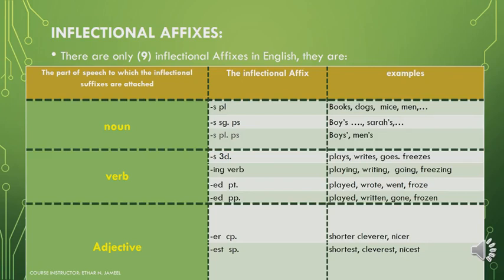Write, wrote. Go, went. Freeze, froze. So wrote has ed because it is in the past tense. It has ed, but this ed is in the form of an infix, not a suffix. Still, it has ed past. If I want you to mention the number of the morphemes in wrote, you have to say that it consists of two morphemes, write and ed past. But the ed past comes in the form of an infix.